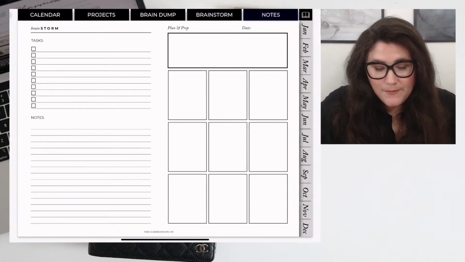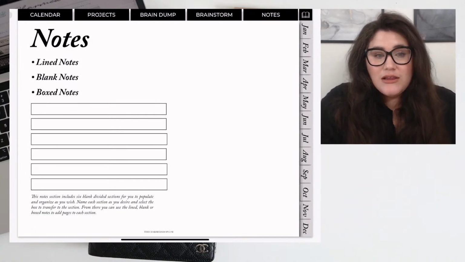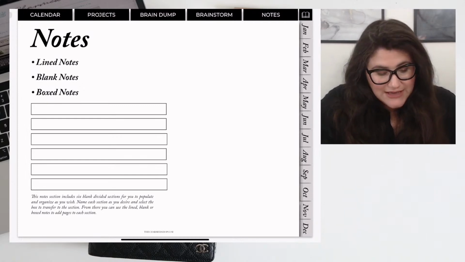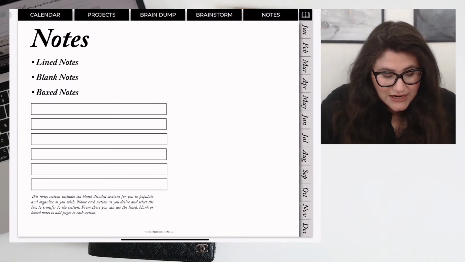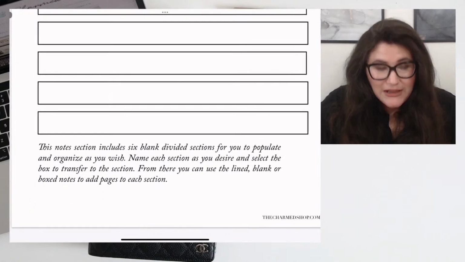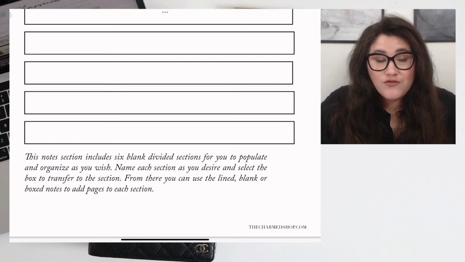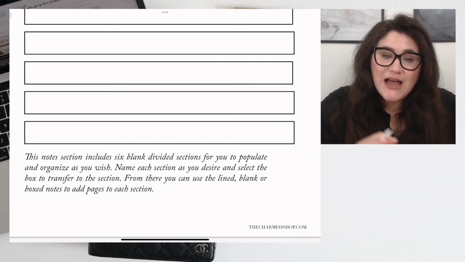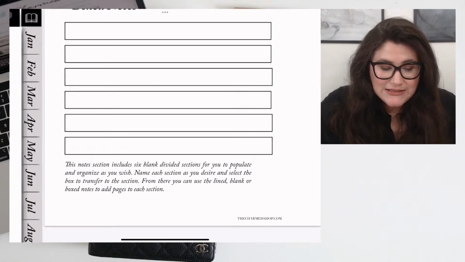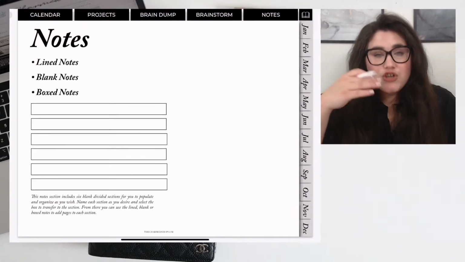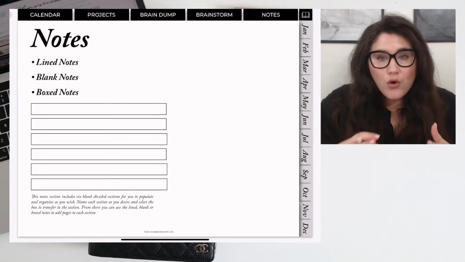The last section here is the notes section. Here in notes, you can see we've got three types of notes: lined, blank, and boxed. I'll show you those in a second. But then we also have 6 blank divided sections. It says at the bottom here, this notes section includes 6 blank divided sections for you to populate and organize as you wish. Name each section as you desire and select the box to transfer to the section. From there, you can use lined, blank, or box notes, or any other notes you want to use to populate the section. So this actually helps you to create not just a note section, but kind of gives you extra tabs and extra divided sections for your note section.